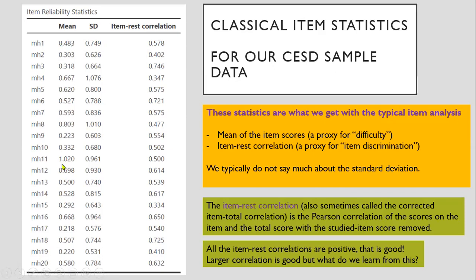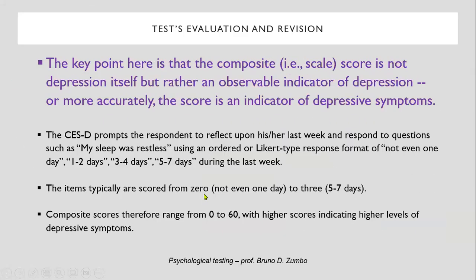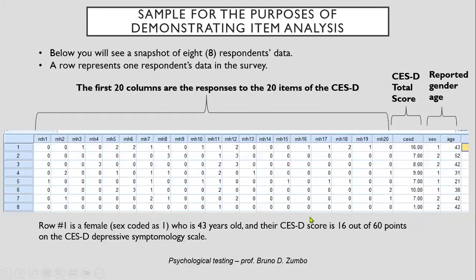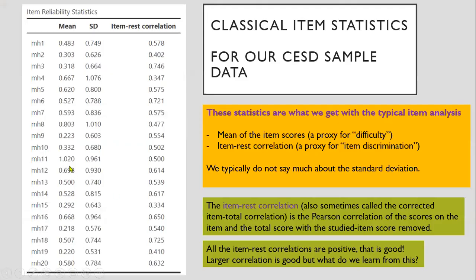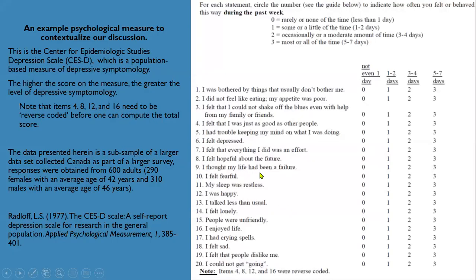Of course, some items, see the average here for item 11 is 1.02, but the correlation of that item and the CES-D score removing item 11 is 0.50, right? What was that item? Item 11 was my sleep was restless. So it's not too surprising that if we're thinking about restless sleep, it's probably going to be a little higher than something like item 9, which is an item that I thought my life had been a failure.